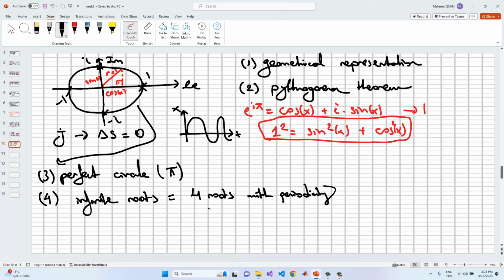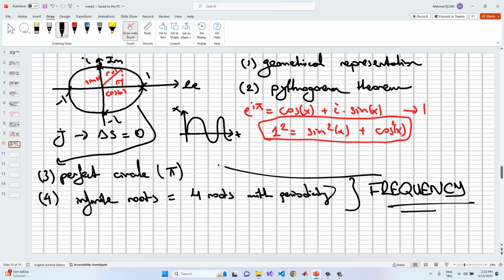See? And so we can say that this is called frequency. And so frequency is the what in geometrical representation to this one. It's the physical interpretation of the what? Frequency.